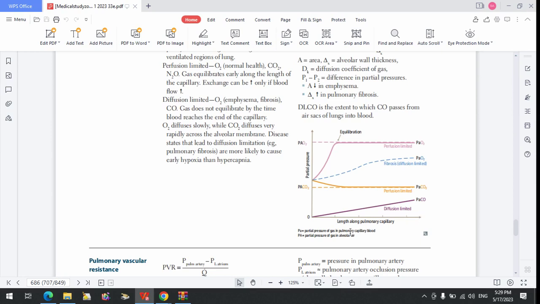So this little increase that you're even seeing is maybe the little that find their way into the plasma, but it will not eventually equal to what will be in the alveoli. Do you get it?